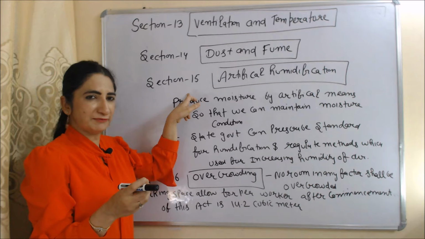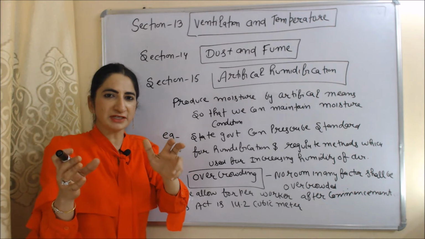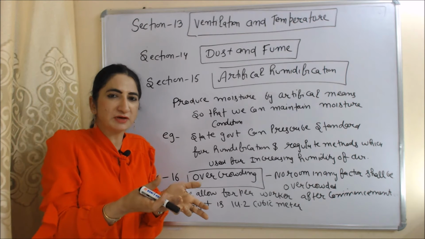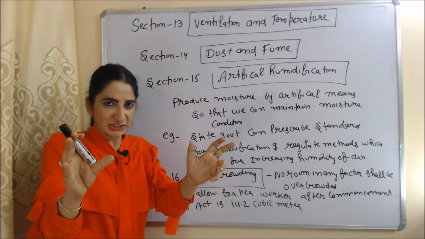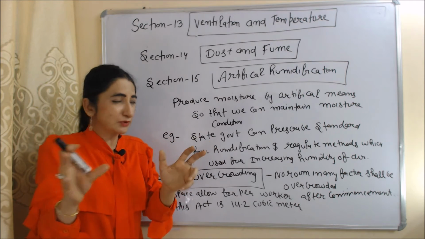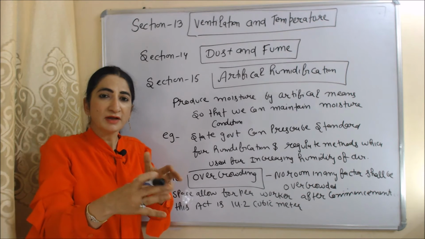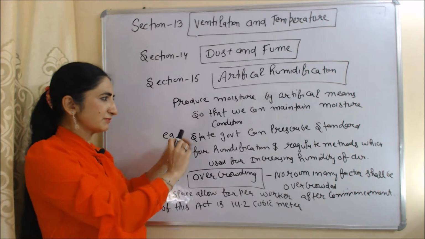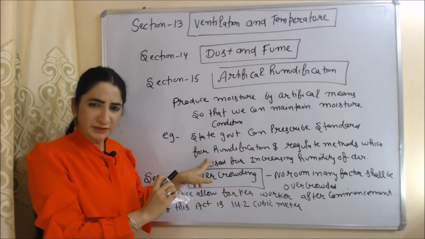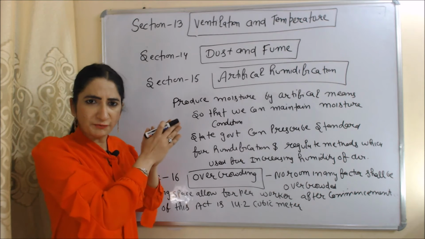Next is section 15, artificial humidification. Artificial humidification means when we produce moisture by artificial means so that we can maintain proper moisture condition. Factories doing artificial humidification have to follow some rules made by state government regarding this. For example, state government can prescribe standards for humidification and regulate methods used for increasing humidity of air.